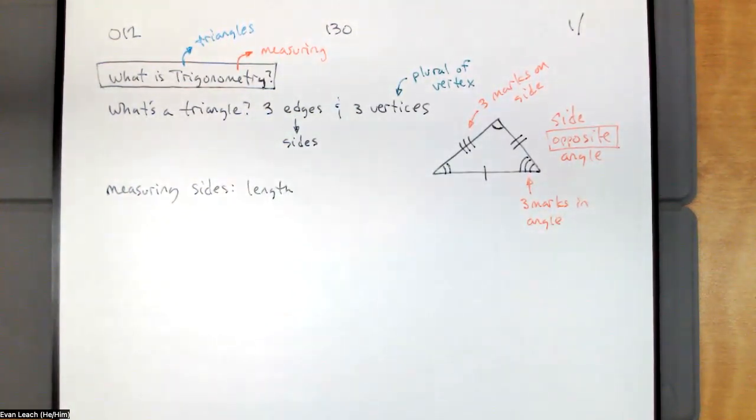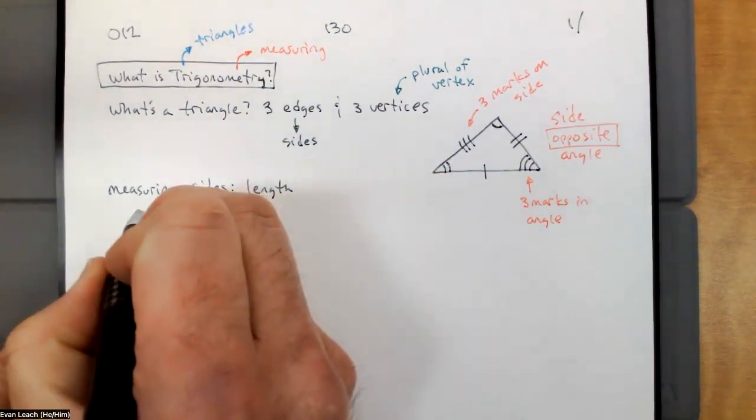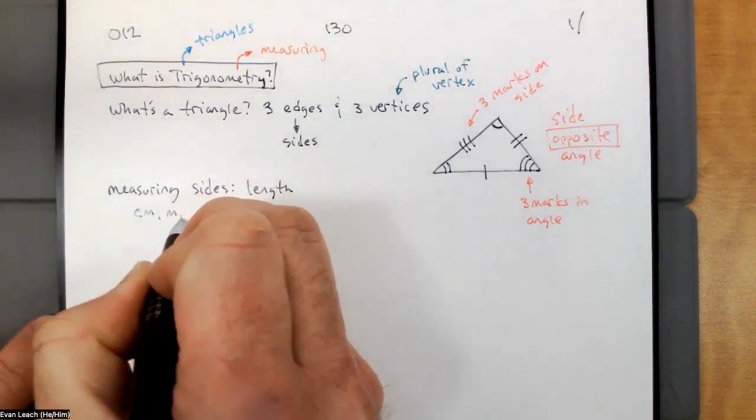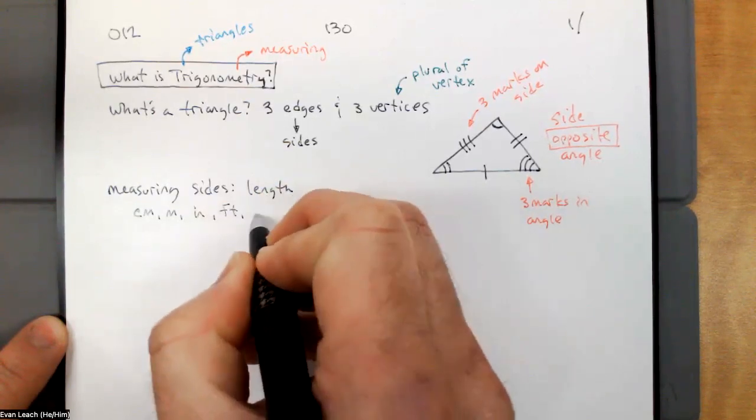When we measure sides, they're just going to be lengths. Sides are just lengths. So anything that we could use to measure a length is something we could use to measure the side of a triangle. So things like centimeters, meters, inches, feet, miles.